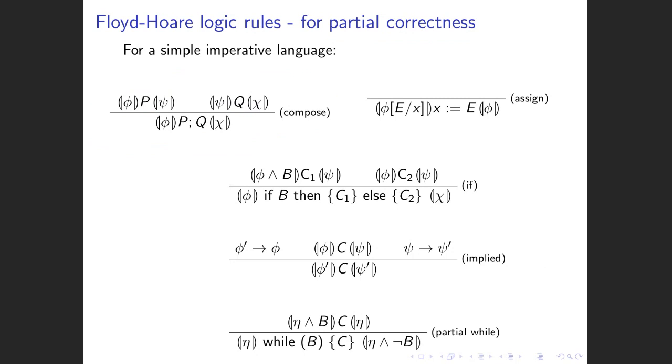The effect of this then is that you already know that P has a contract. P says that if you start from precondition phi, then you are guaranteed to end up at postcondition psi. Okay. So what does this one say? If you have the precondition psi, then you can run the program Q, and you end up at the postcondition chi. Yeah, good.